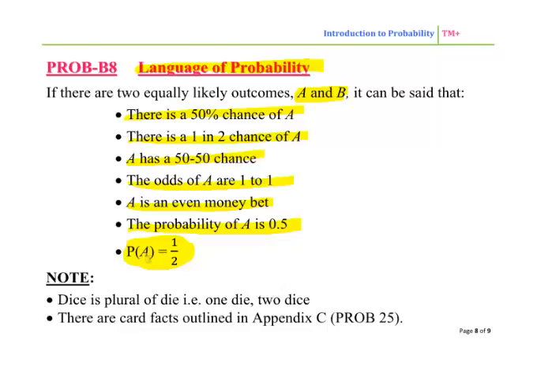Now note, they were two equally likely outcomes. Also note, you've probably already picked up this: dice is the plural of die, so 1 die, 2 dice. And there are card facts outlined in Appendix C of the textbook. So if you don't know how many different cards there are and all those kind of things, you might want to brush up on that.